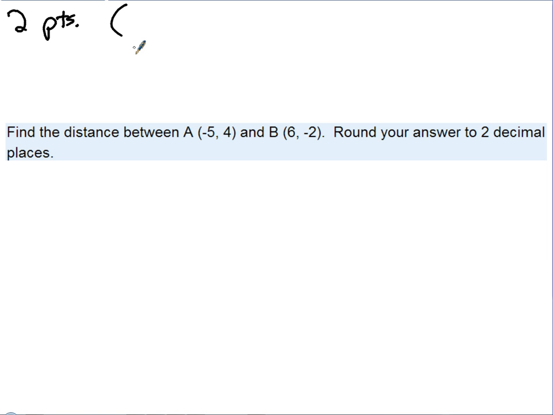And so to do that, my 2 points, I'm going to call x1, y1, and x2, y2. Now somebody briefly explain to us, what do the 1s and the 2s stand for? They're not exponents, are they? They're not superscripts, they're subscripts. What do they mean?